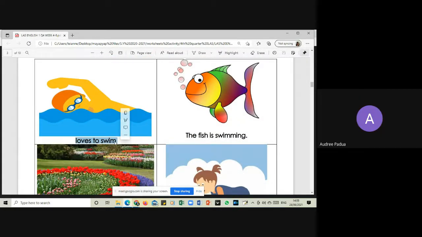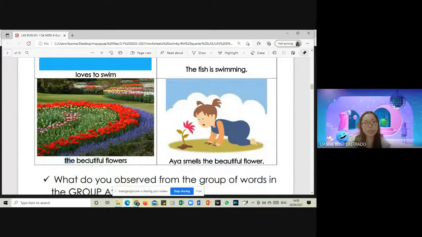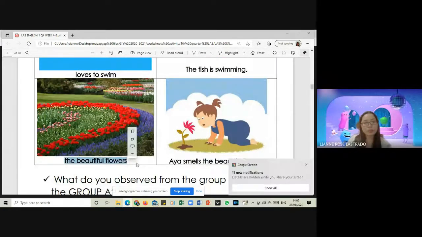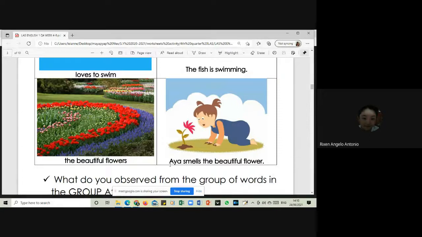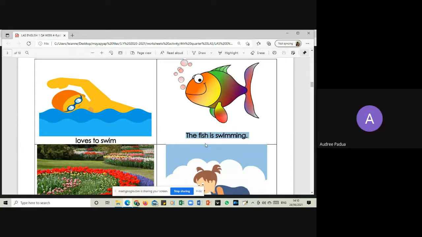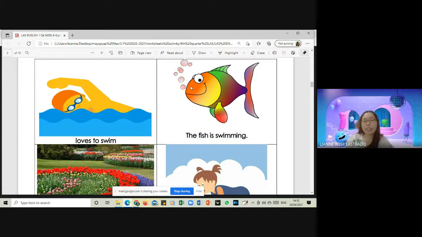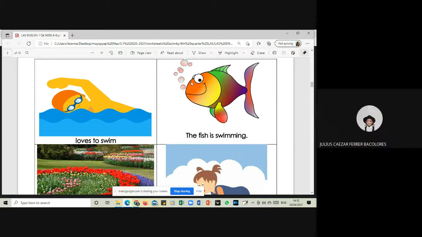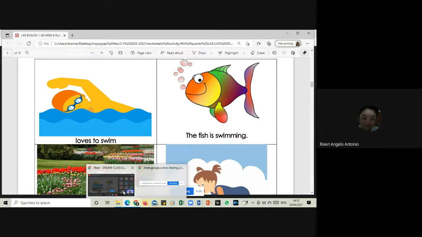No. Lots of swim, and the beautiful flowers. Do you understand it better? Not that clear, ano? How about here? Do you understand who's swimming here? Yes. Okay. You understand better here in group B that the one swimming here is a fish.